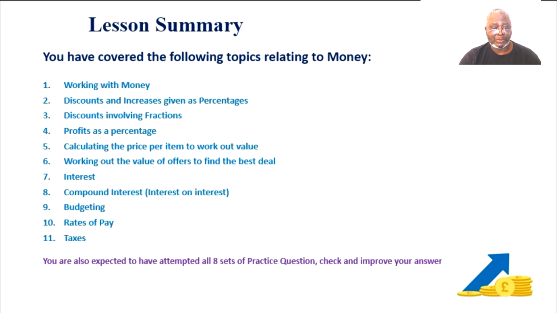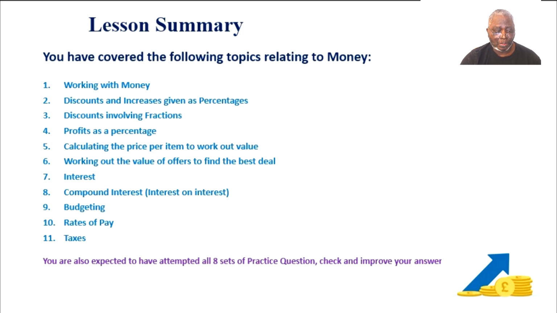And before we go, let's just look at what we've covered on money. Quite a bit. You've covered the following topics relating to money. Working with money, which is a definition of all the things you need to know when you're calculating money. We have covered discounts and increases given as percentages. We've covered discounts involving fractions. We've covered profits as a percentage of something. We've covered calculating the price per item and to work out values.